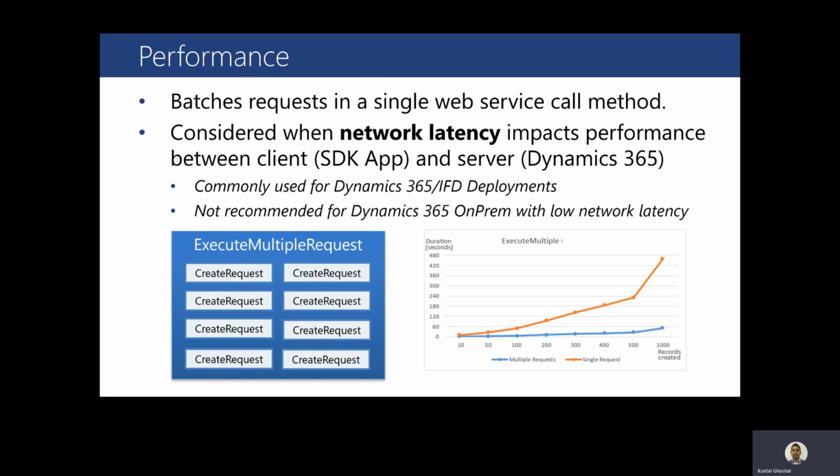So let's take an example where you need to process around 500 create records inside Dynamics 365. If you're sending 500 records in a single web service call, you are actually making 500 round trips, and that can have an impact on the network latency for your performance and for your create operation.